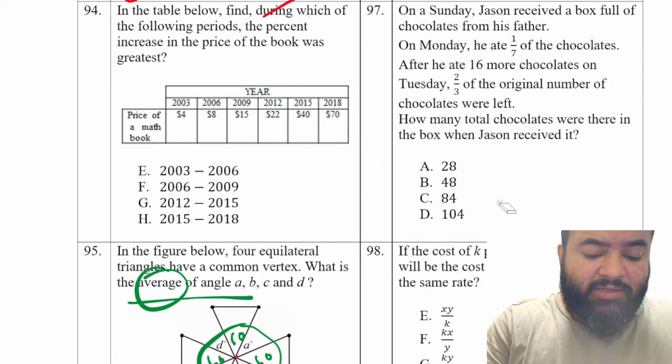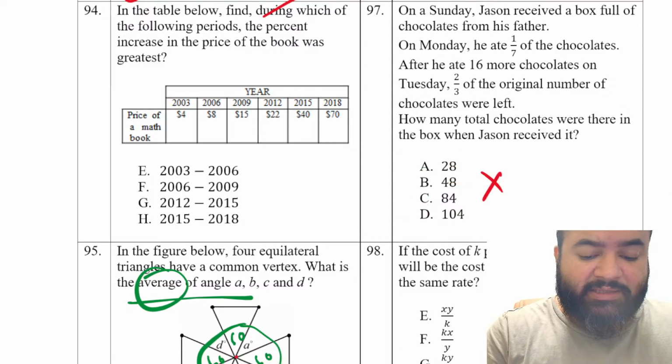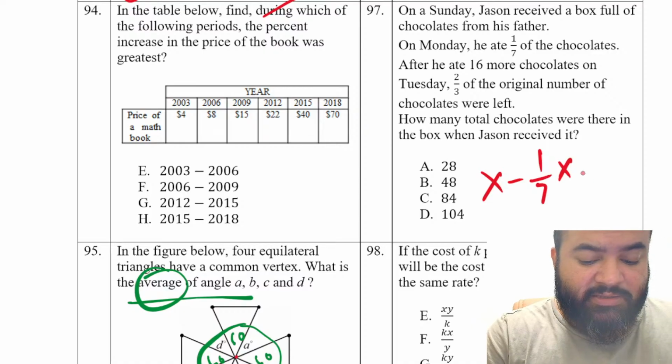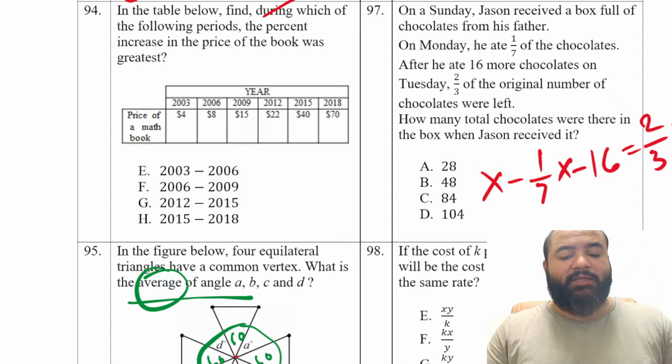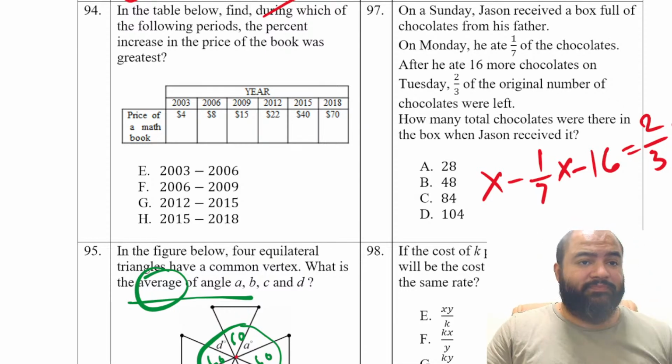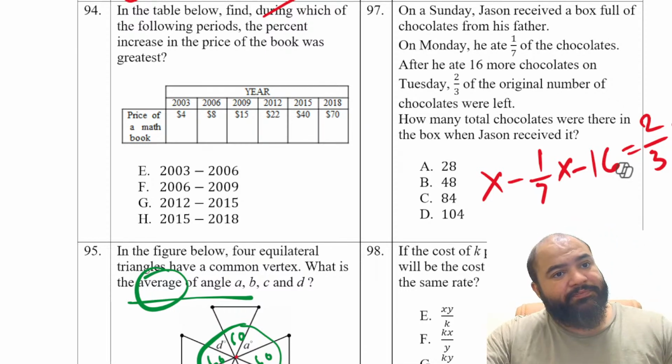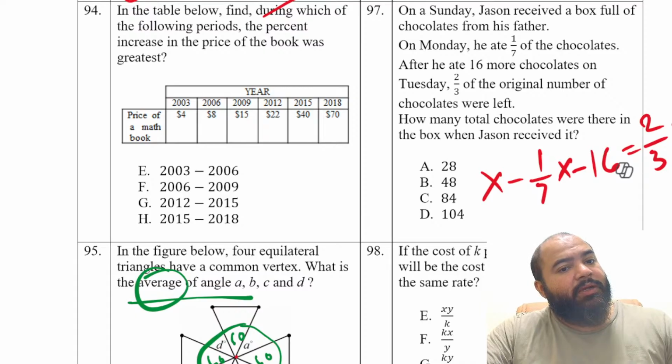You can say the total was X. He ate minus 1/7 X, then minus 16. Then the remaining was 2/3 of the original. Then you solve for X, that's it. Either way, it's fine. Any question, guys?